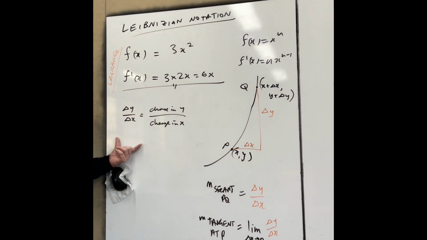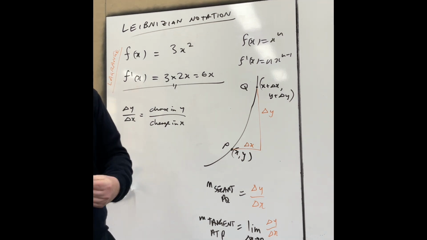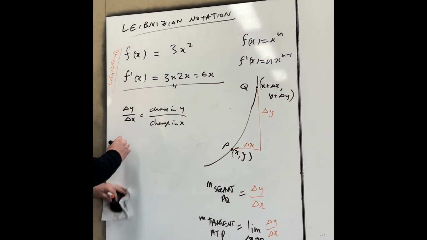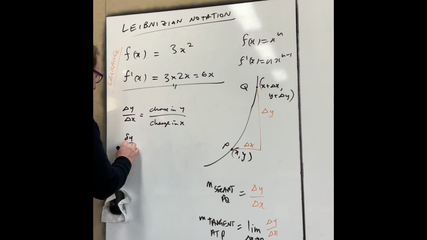Calculus, by the way, if you want a four-word summary for what calculus is, it is the study of change. You are studying how some variables are changing in relation to other variables. Yeah, that's what calculus is. So that is what delta y over delta x is. This is the gradient of a secant. Delta y over delta x.